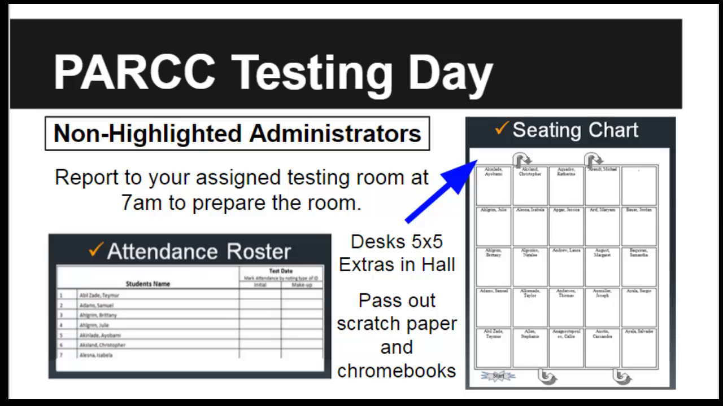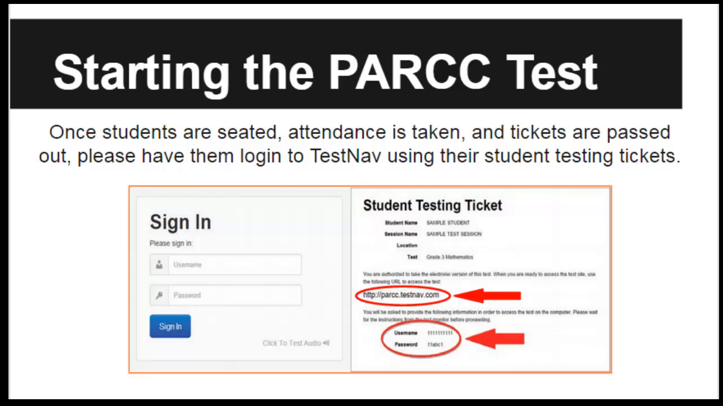We would like for the students to be arranged alphabetically, so you're setting them up 5 by 5, and you should use this snaking motion you see on the diagram over here as you seat the students up one row and back down the other. When you have everybody in the room and they are in their seats and you have taken attendance, you can pass out the testing tickets that are in the folder. Make sure that every student has their testing ticket. Their name should be on it.